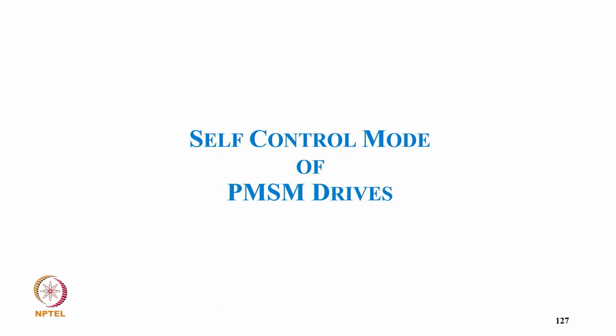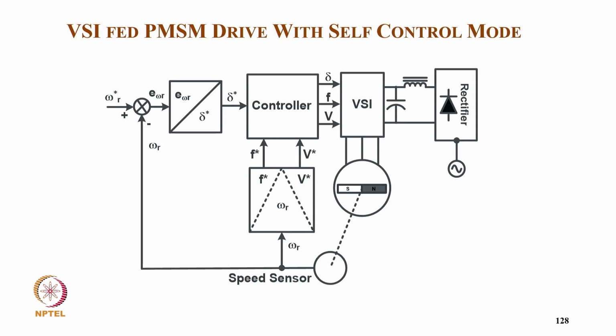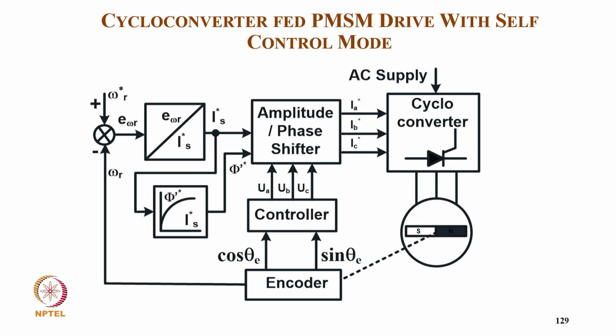Now coming to self-control mode of permanent magnet synchronous motor drive. So this of course has a VSI fed. We have a reference speed, we have a speed sensor for the feedback, and we have a DC speed converting to angle, and then from the speed we get the frequency as well as the voltage, and with the angle we give frequency, angle, and voltage to the voltage source inverter for typically closed loop control, which gets almost constant voltage from a diode rectifier. So it gives a PWM control for this PMSM drive.